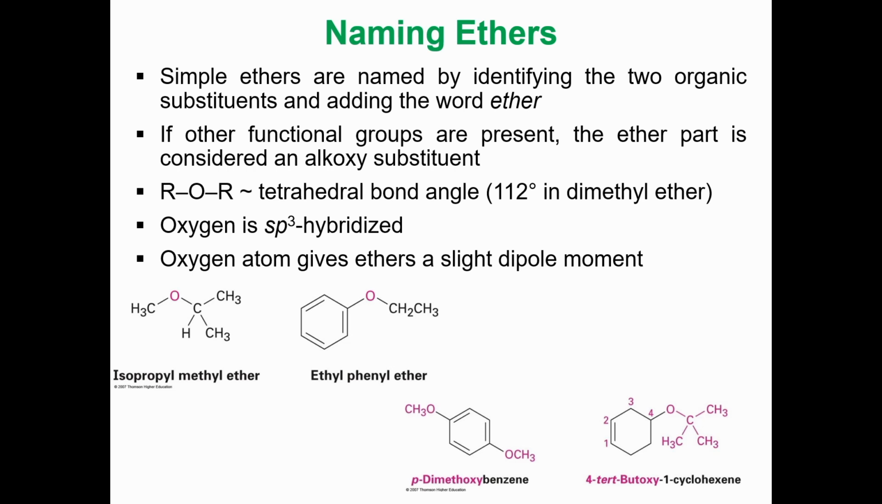para-dimethoxybenzene. The last one is 1-tert-butoxy-4-cyclohexane. The compound is cyclohexane. In that place, we have tert-butoxy. That tert-butoxy is connected to the cyclohexane at ring position 4. So that's why we call it 4-tert-butoxy cyclohexane. So these are the means of naming ethers.